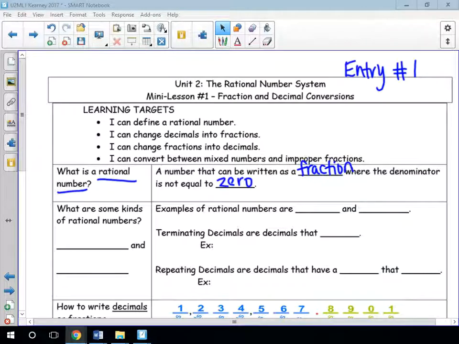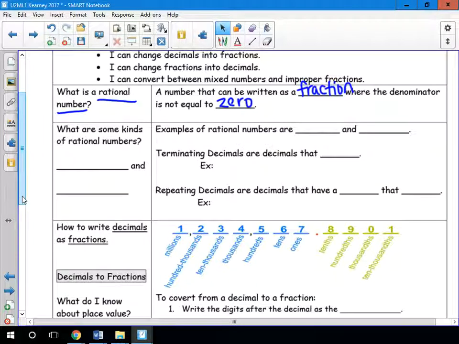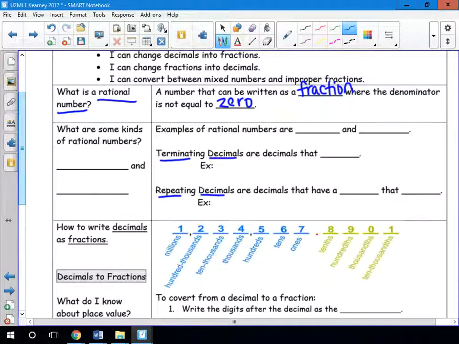A rational number doesn't necessarily have to be written as a fraction, but it can also be in the form of a decimal. But it has to be a specific type of decimal. Another example of rational numbers are decimals that are terminating decimals and repeating decimals. So examples of rational numbers are fractions and decimals. The decimals have to be, as I said, terminating or repeating, okay?